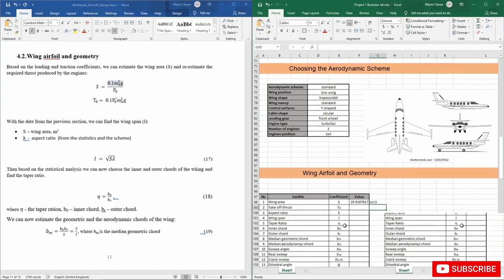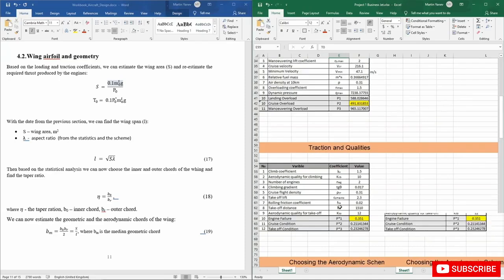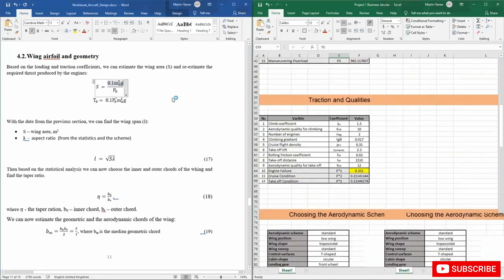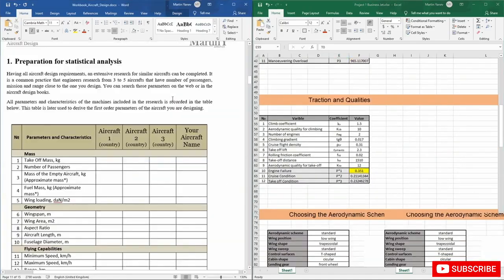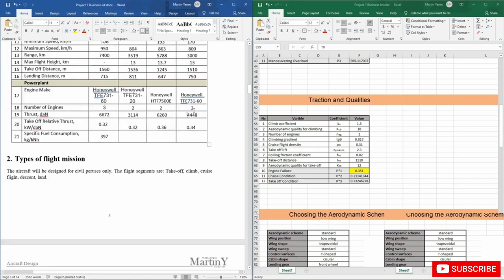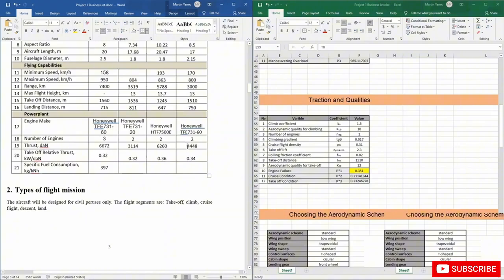Then, since we have the area of our wing, now we can estimate the desired thrust. So remember we assumed this value, and I think this was in our statistical analysis. We were estimating the value based on statistical analysis, but now we're going to change that value of the thrust needed for the aircraft, and we will see if we would need to change the engines that we chose in the first place.